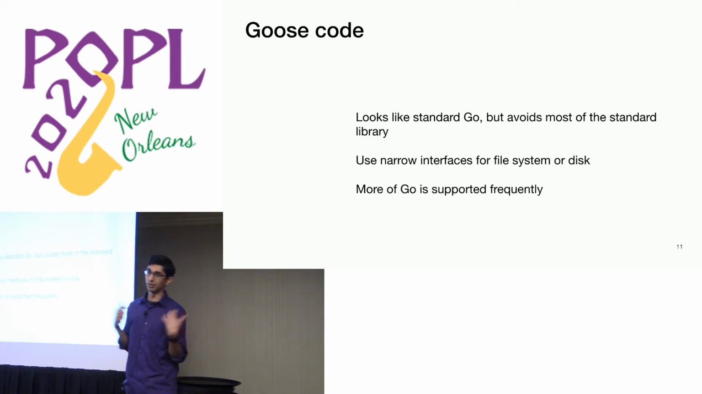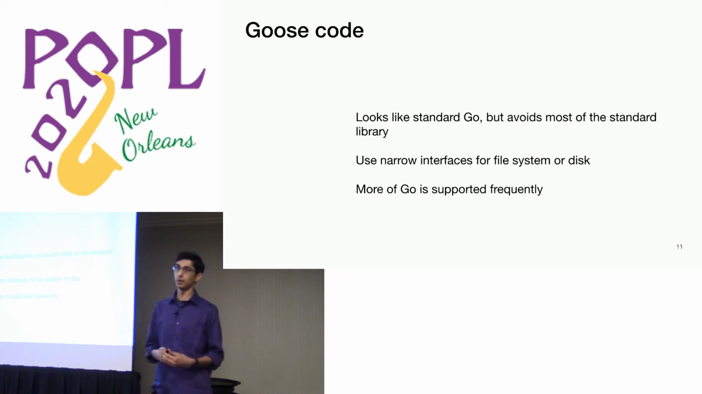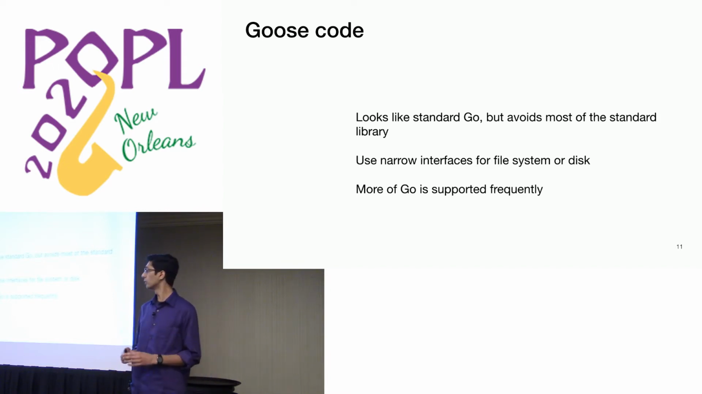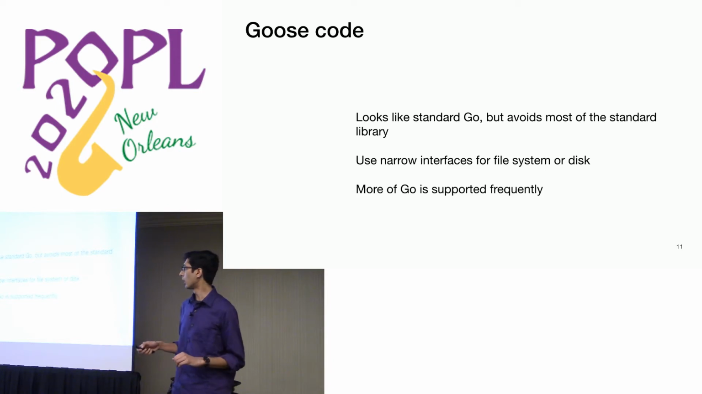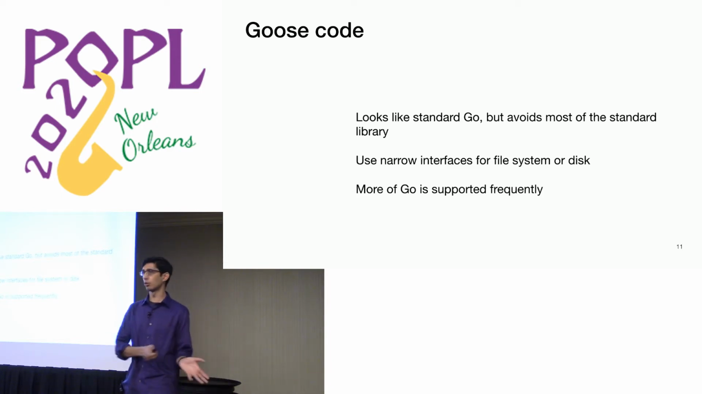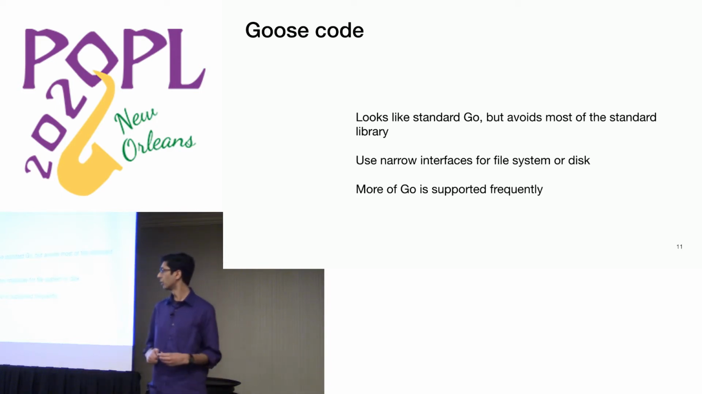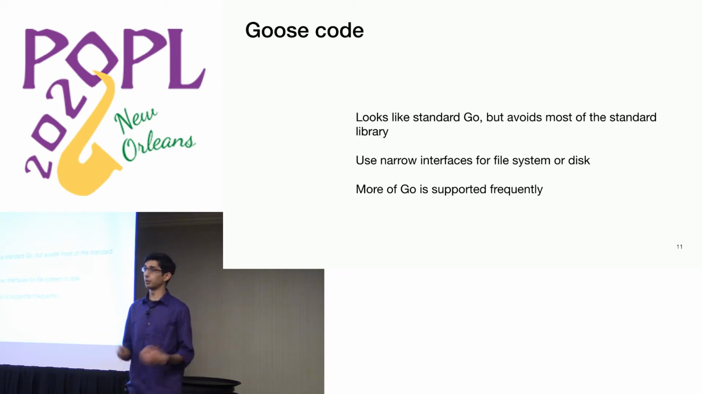What is Goose code? So Goose is a subset of Go. It looks like standard Go, but we mostly have to avoid the standard library. This is because we're going to verify all the code, so it makes sense to avoid these extra standard library features that we don't want to model. It does provide some narrow interfaces for interacting with the file system or the disk as external operations. Mostly you can think about the disk as being the external operations because now we're doing file system verification. And it's a very simple API. I'll give an example later. And over time, Goose is growing to support more and more of Go. It's fairly easy to add features.